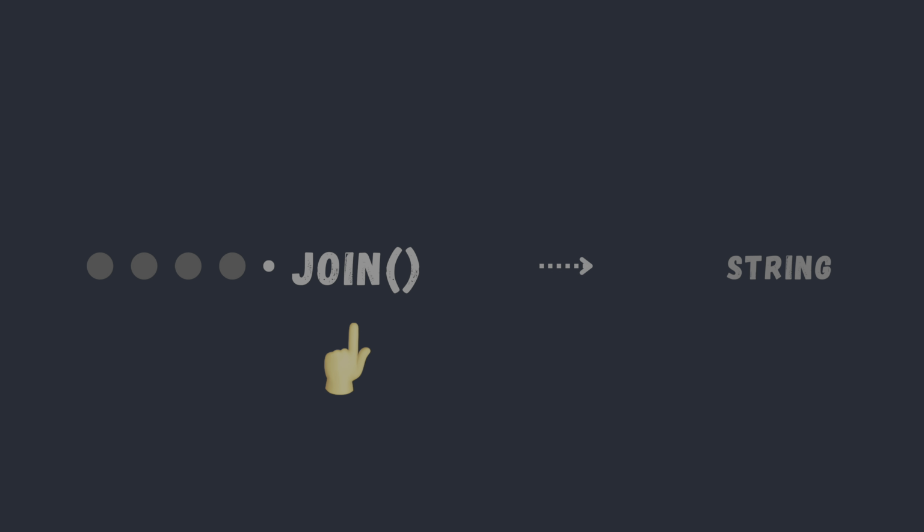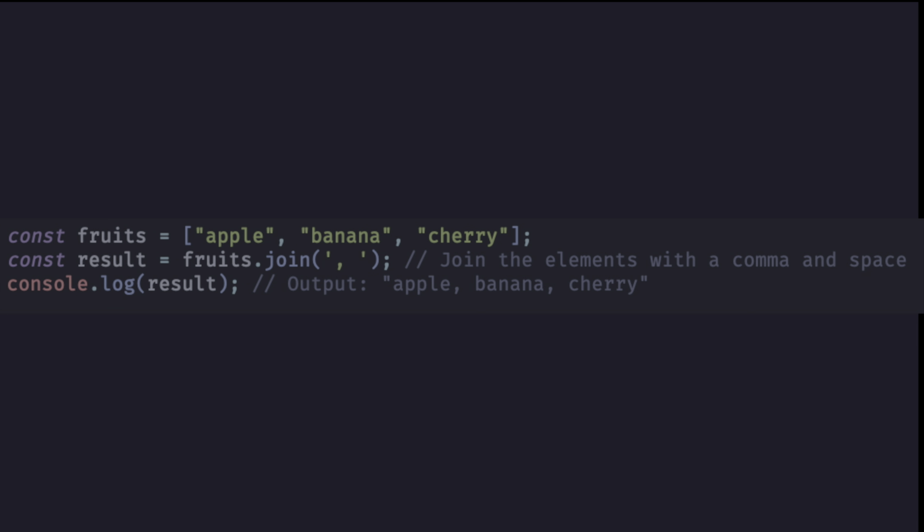The join method is used to join all the elements of an array into a single string and return that string. You can specify the delimiter, which is a string that separates each element in the resulting string. If you don't provide a delimiter, the default value is a comma. In this easy example, we have an array of fruits, and we use the join method to join them into a single string, using a comma and space as a separator.